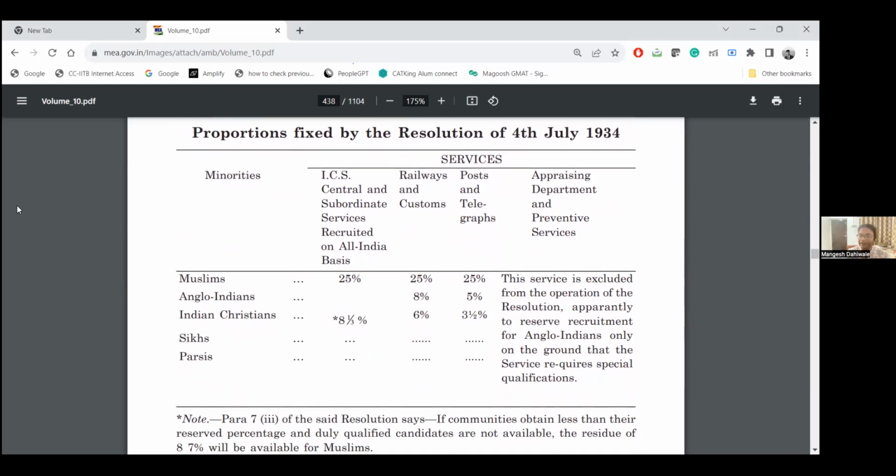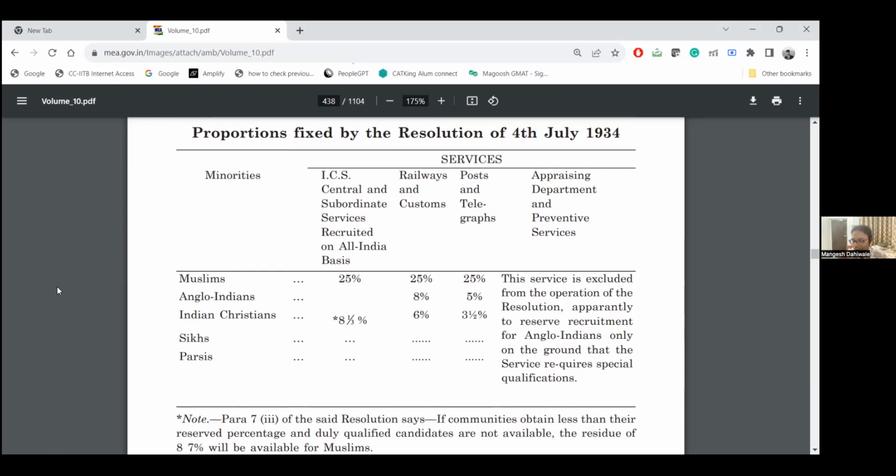Now, this is very self-explanatory. What is most important is that there has been an effort to give adequate representation to minorities. But if you look at point number 17, the scheduled castes were not included as a minority. And that's the whole point about it, because that is what has happened after the Poona Pact.